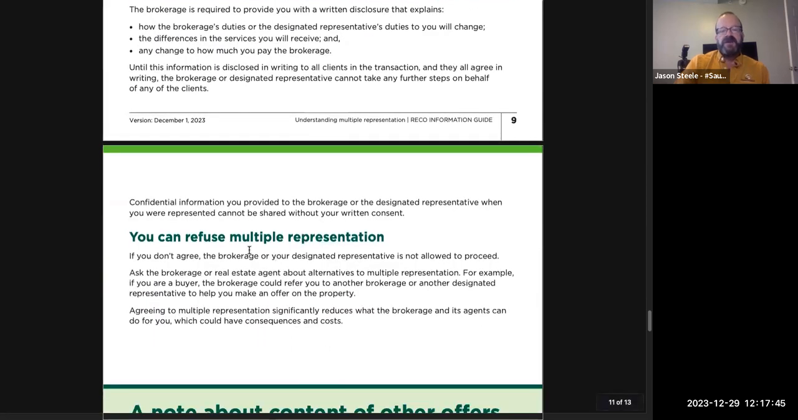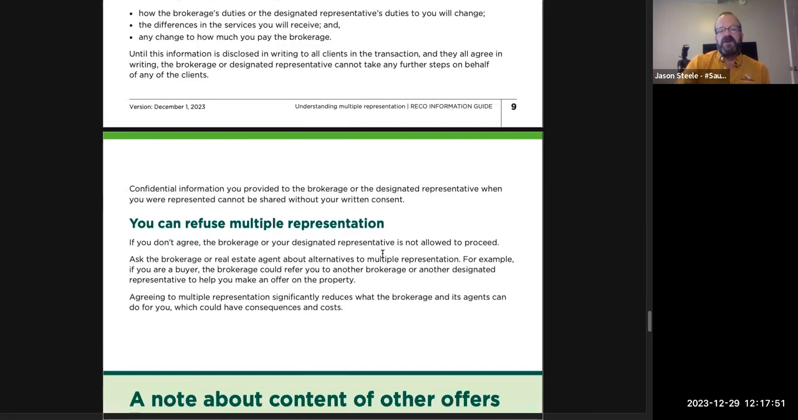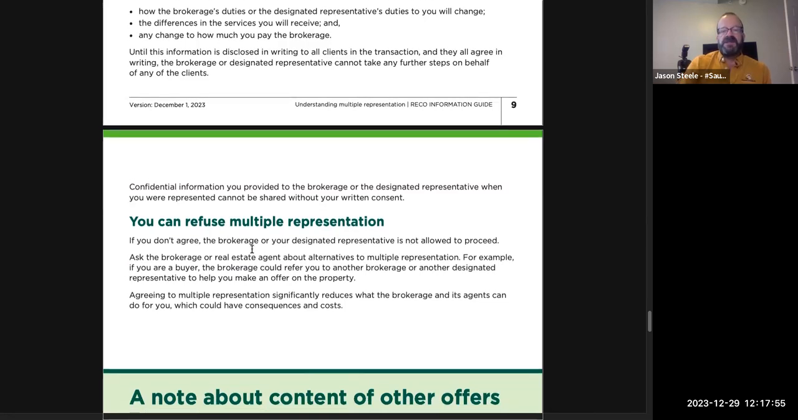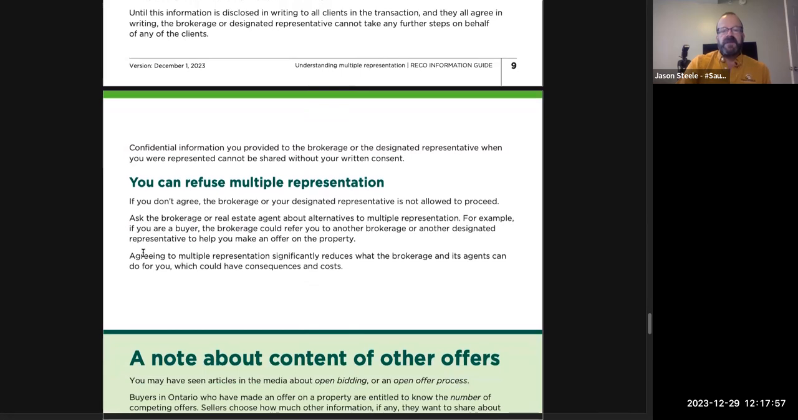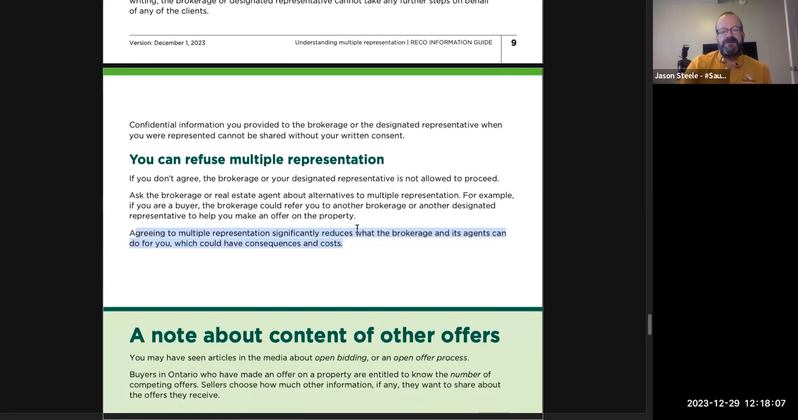You can refuse multiple representation. If you don't agree, the brokerage or your designated rep is not allowed to proceed. Agreeing to multiple representation significantly reduces what the brokerage and its agents can do for you, which could have consequences and costs.